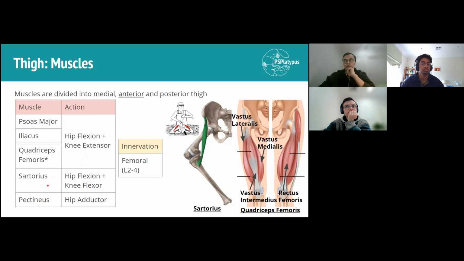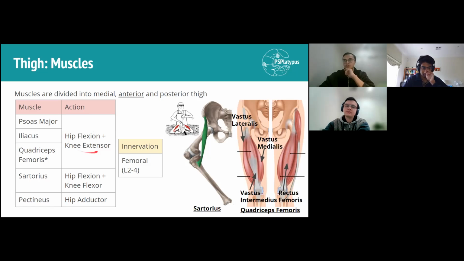Sartorius is an interesting muscle because it starts off lateral, very high up, and then becomes more medial in its insertion. And you can see over here, when sartorius contracts, it produces hip flexion, but rather than doing knee extension, it does knee flexion. So it's doing a very different action to the other muscles up here. That's why it's often called the tailor's muscle, because it allows you to sit in the tailor's position over here, where your hip is being flexed and your knee is also being flexed.